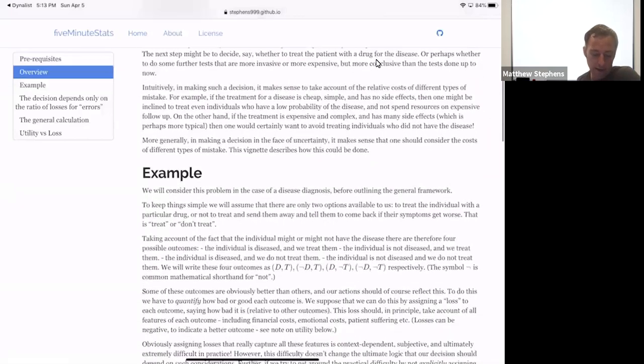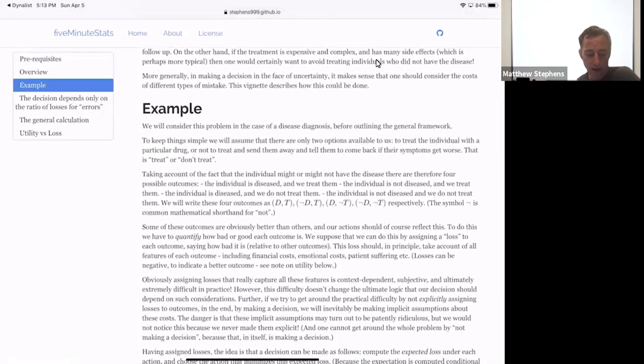So let's think about what the possible outcomes are in the disease diagnosis problem. We're trying to decide whether the individual is diseased or normal, presumably because we are going to treat them if they're diseased and not if they're normal. So the action we're trying to decide is, should we treat the individual or not? And the two possible underlying truths that we don't know are that the individual could be diseased or not diseased.